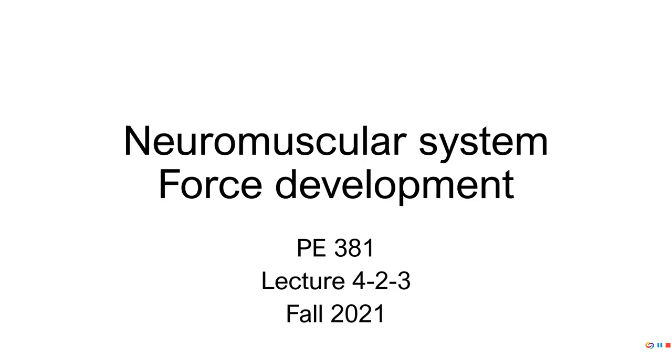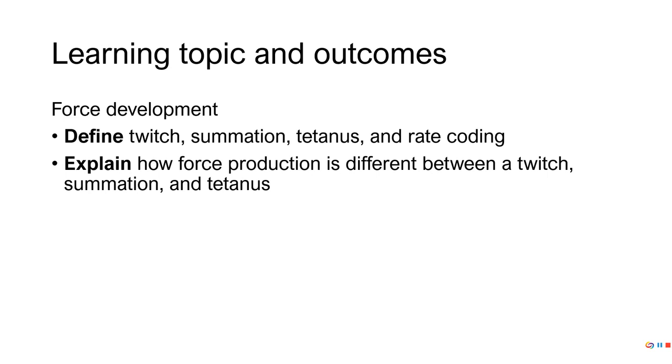So we're going to end week 4 by talking about force development. Now, I want to make it clear that force development and force production are different, but they go hand in hand. With force development, we're going to talk about two things today. We're going to talk about a couple of different conditions that we're going to define, and then we're going to talk about how force production is different between twitch, summation, and tetanus.